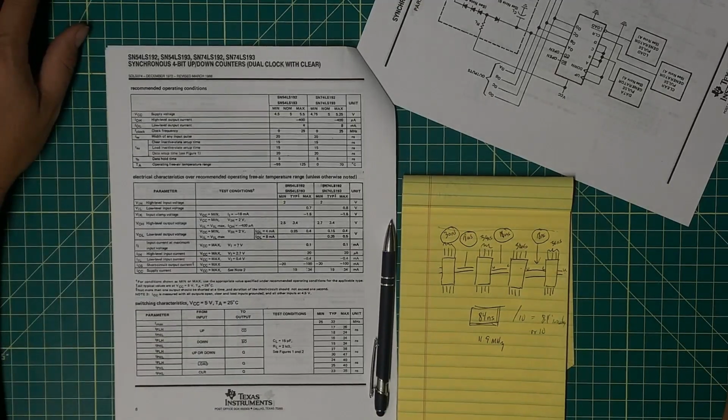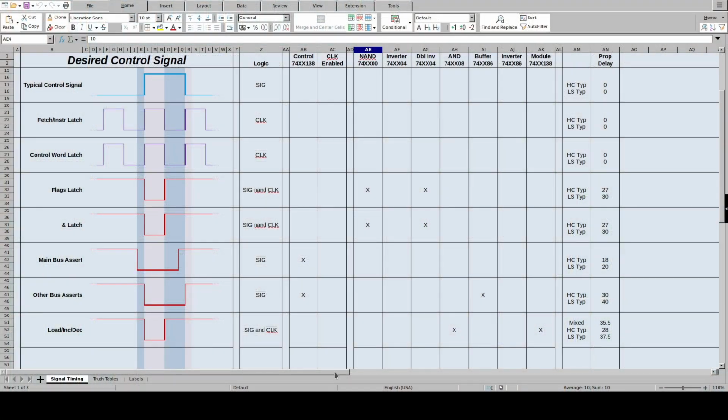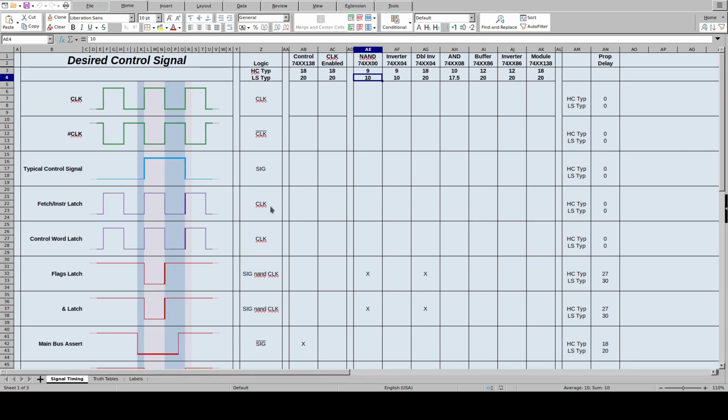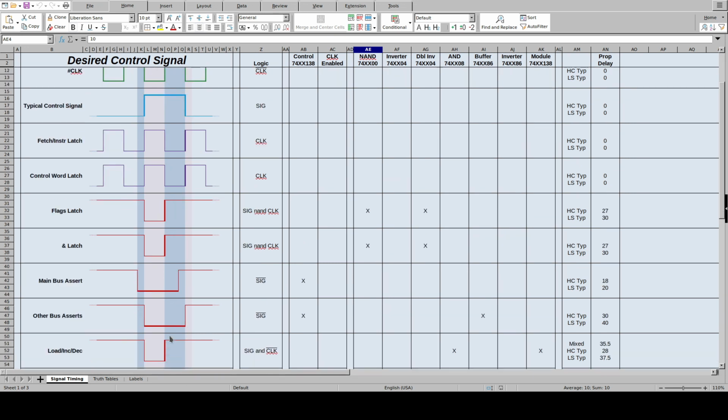Now, let's go to my timing diagram. If I narrow down here and look at the increment or load increment decrement, which happens on the falling edge of the clock, is when that's anticipated to take place, and compare that with the and latch, which is also happening at the falling edge of the clock, yeah, I need to build some sort of delay in there.